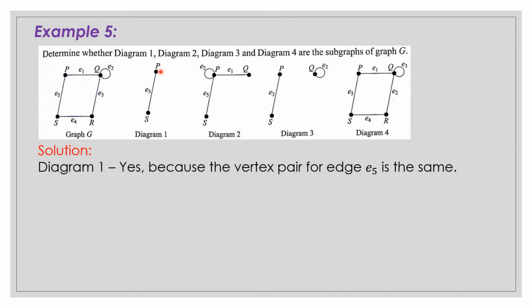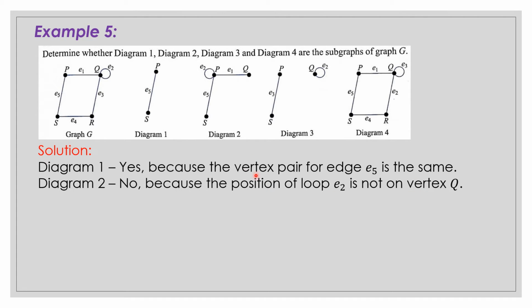Diagram 1 is a subgraph of graph G. Is it a part? You can see that the positions P, S are the same and it is joined by E5, and we can compare with graph G where PS is joined by E5, so the position is not changed. So yes, it's a subgraph because the vertex pair of E5 in H is PS, it's the same. Now we go to diagram 2.